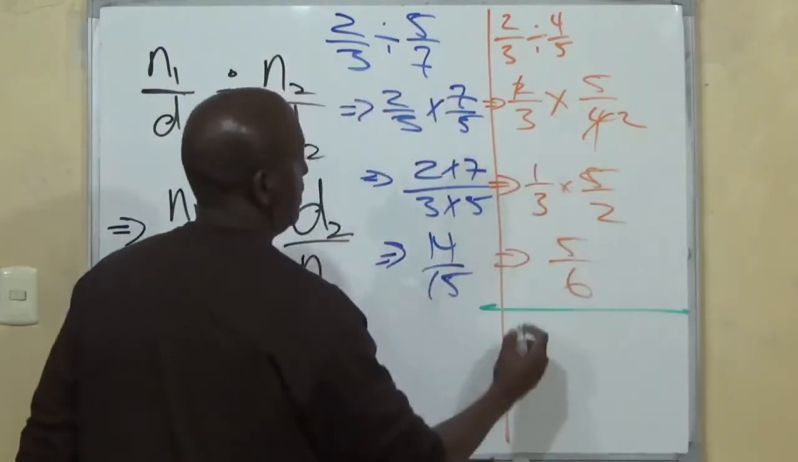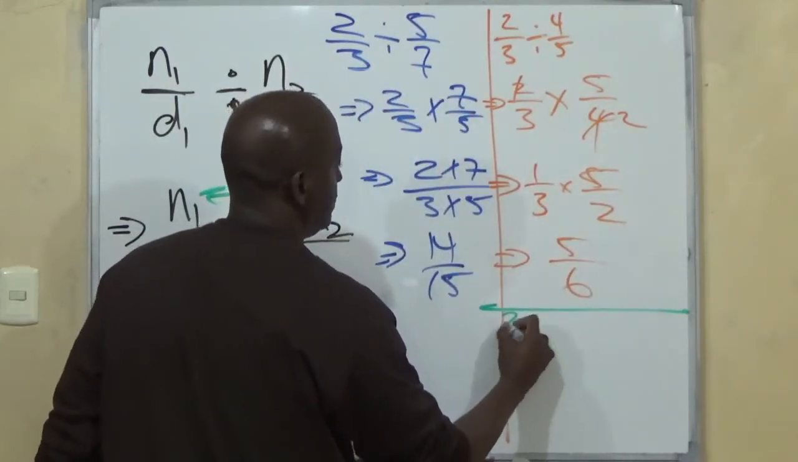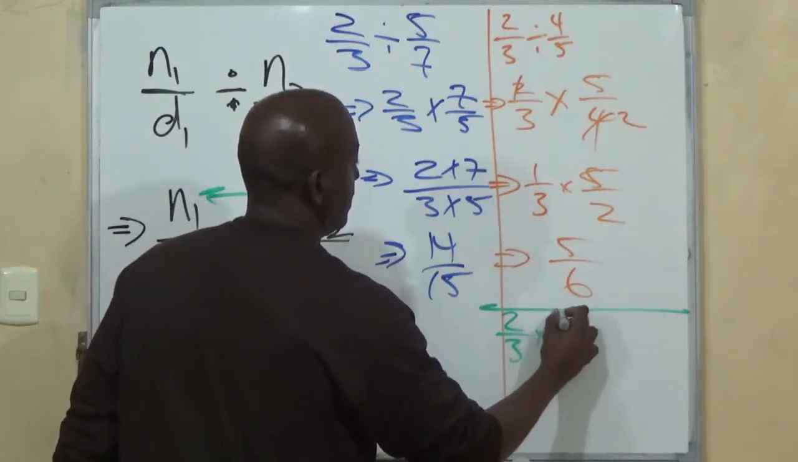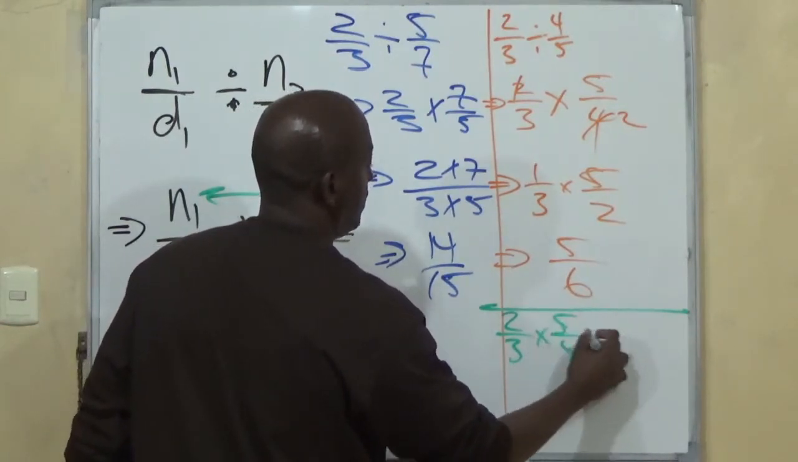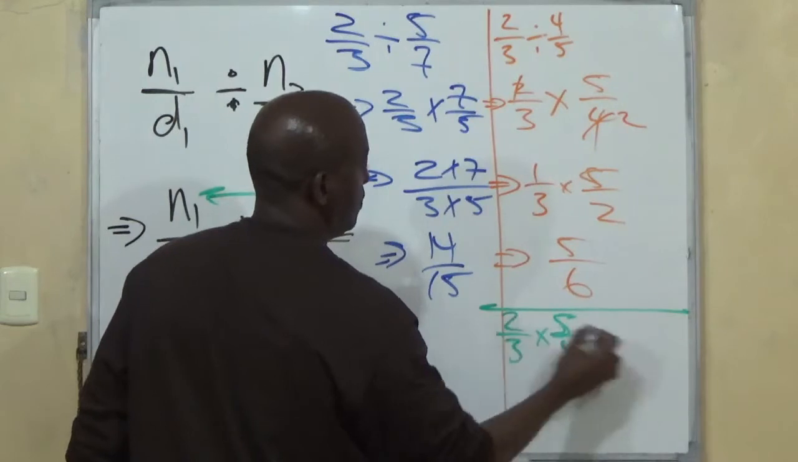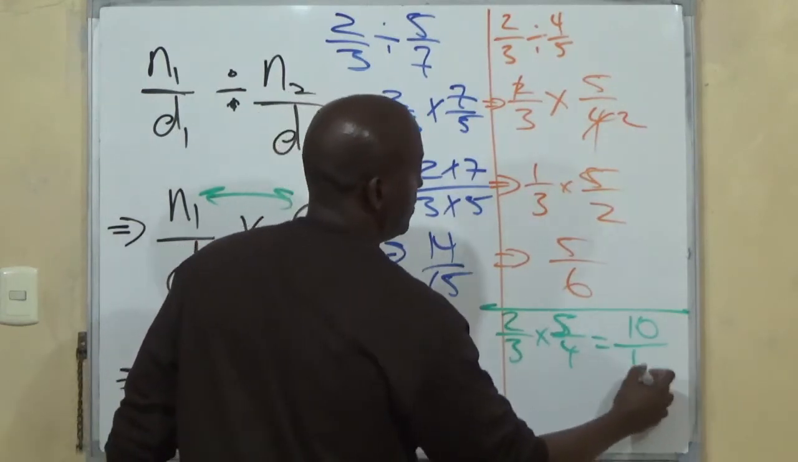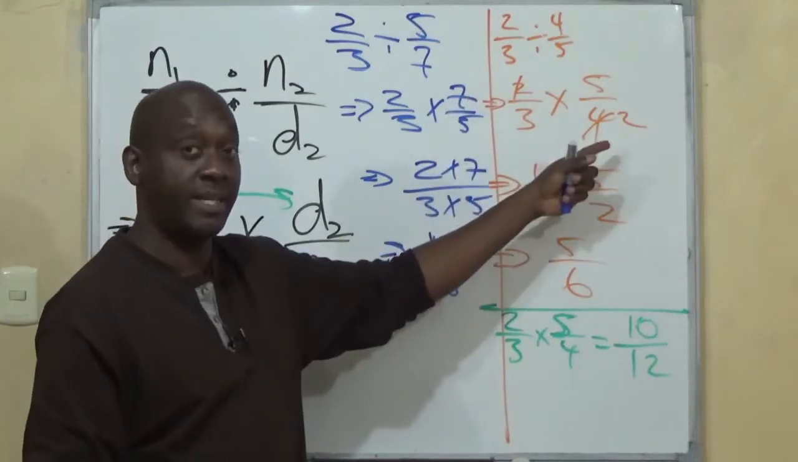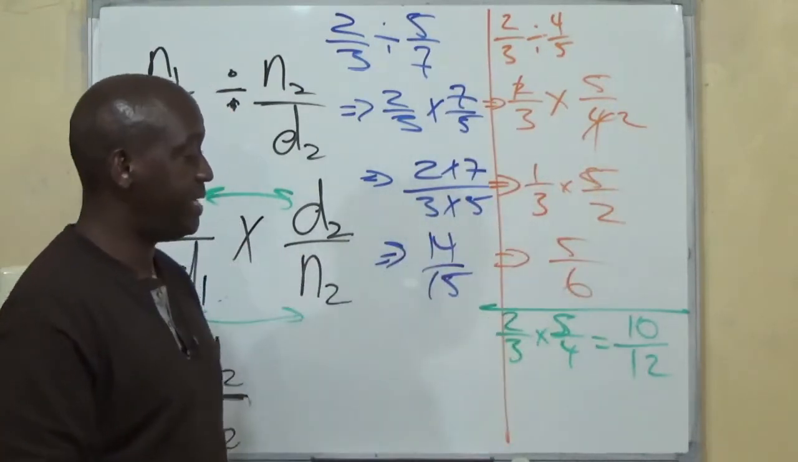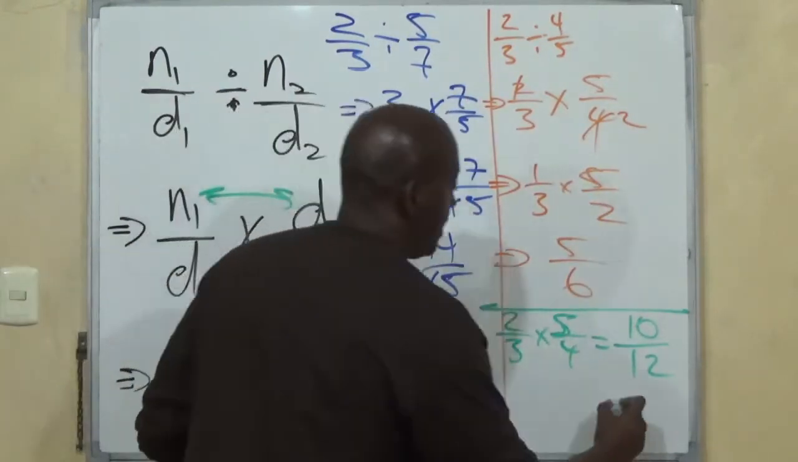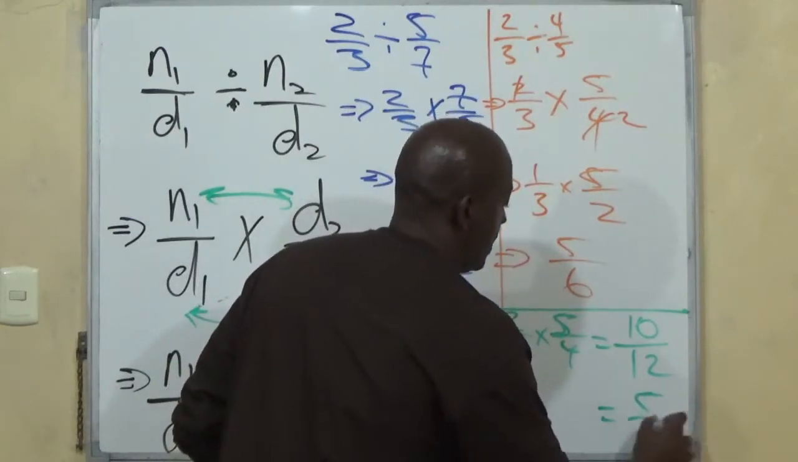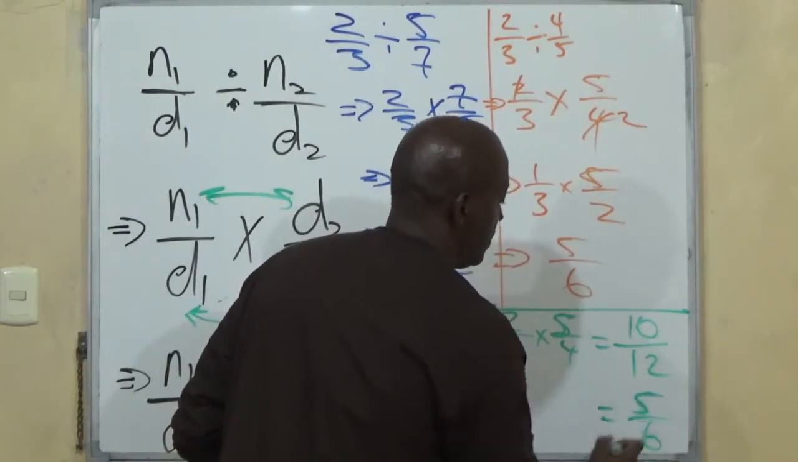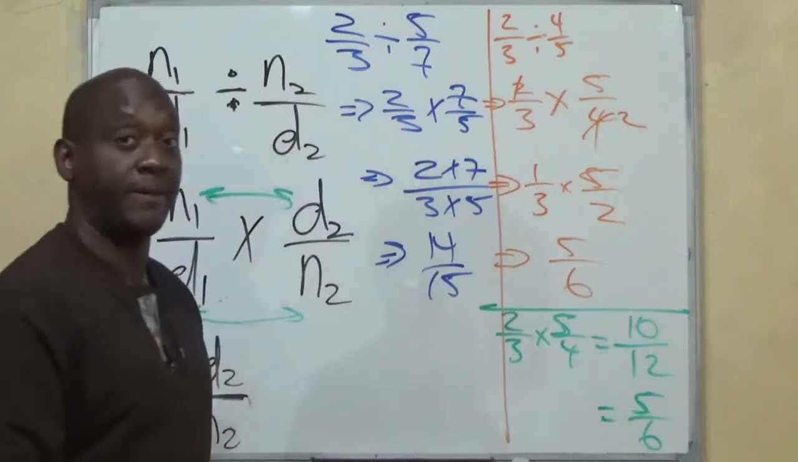Or, you could multiply one time. You could say 2 over 3 by 5 over 4 is equal to 2 by 5 is 10, 4 by 3 is 12. And then the same 2 that you saw as the common factor, you just identify it here. 2 in the 10, 5. And 2 in the 12, 6. 5 over 6. Same answer.